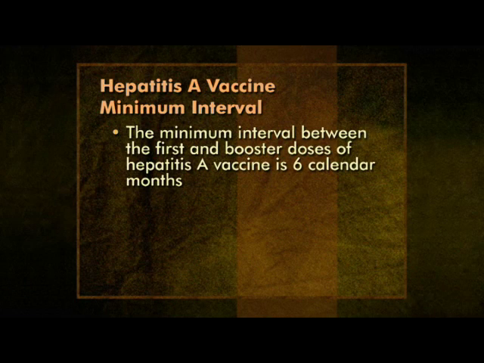The minimum interval between the first and booster doses of hepatitis A vaccine is 6 calendar months. If the interval between the first and booster doses of hepatitis A vaccine is longer than the recommended interval of 6 to 18 months, it is not necessary to repeat the first dose.